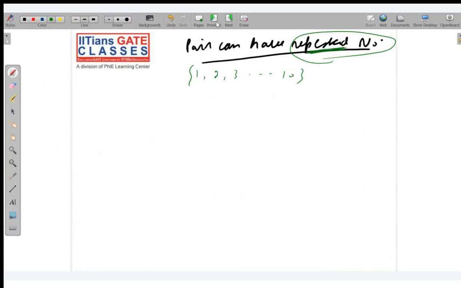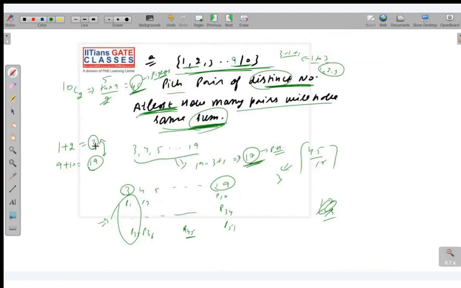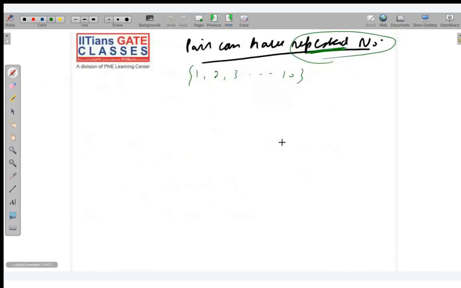See, if repetition was not allowed, then we have 45. So if we allow repetition, then the number will be more than 45. It cannot be less than 45. 100, I think so. How 100? The first value can have 10 possibilities, the second value can have 10 possibilities. So here you can take from 1 to 10, and here also from 1 to 10. But the biggest problem will be that you will take 3, 2 and 2, 3 as different.